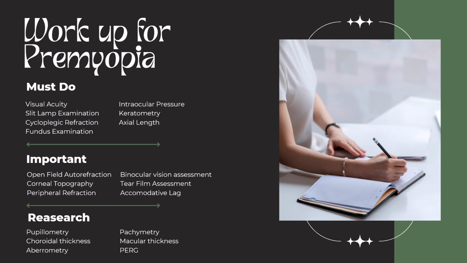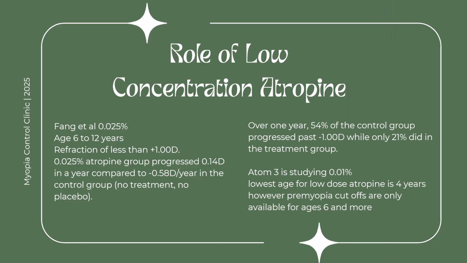You can always do a baseline topo. You can do a baseline peripheral refraction, open field autorefractor if you have. Binocular vision assessment, yes, it should be done, especially with low hyperopes. Tear film assessment, accommodative lag should be done. You can do a pupil size or choroidal thickness, aberrometry, pachymetry, macro thickness, and pattern ERG if you are suspecting anything in specific. So that was the small thing on workup of premyopia, which is not at all different from what has already been done for normal myopic patients.